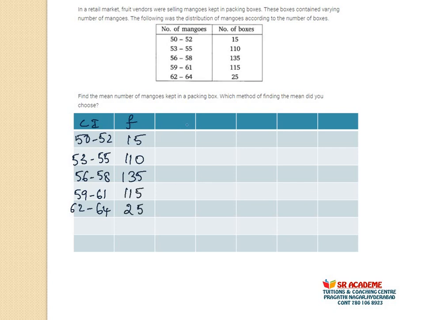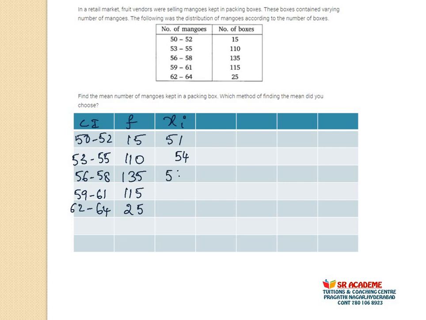After that, first thing we need to calculate is the mid value, xi. Mid value: 50 plus 52 by 2. Answer will be 51. Next, 54. Can we apply the trick here? Because for entire class intervals my height is constant. So what is the difference between 54 and 51? 3.